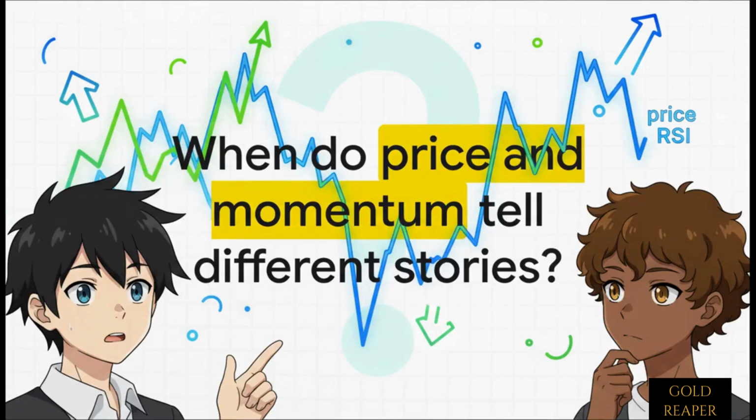It all really comes down to this one simple question. What happens when a stock's price looks like it's climbing higher and higher, but the actual force, the momentum behind that climb, is starting to run out of gas? That little disagreement, that mismatch, well, that's the secret sauce we're looking for. It's the heart of what we call divergence.